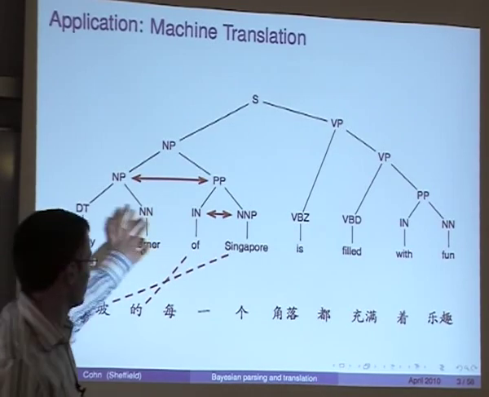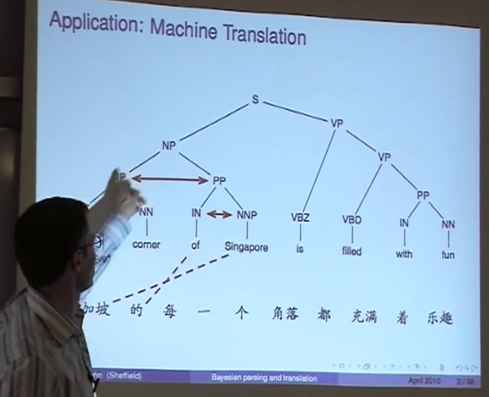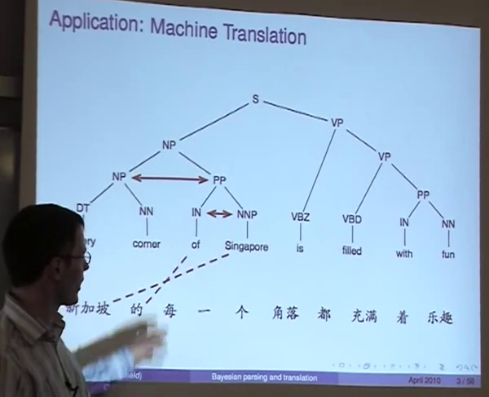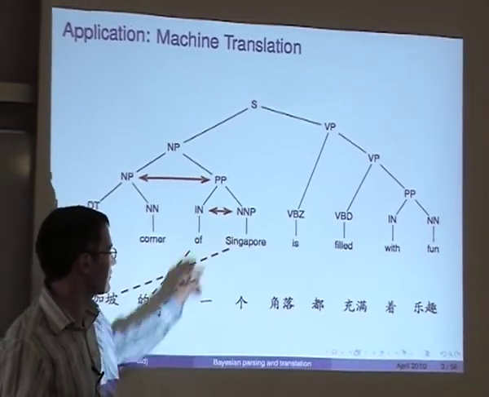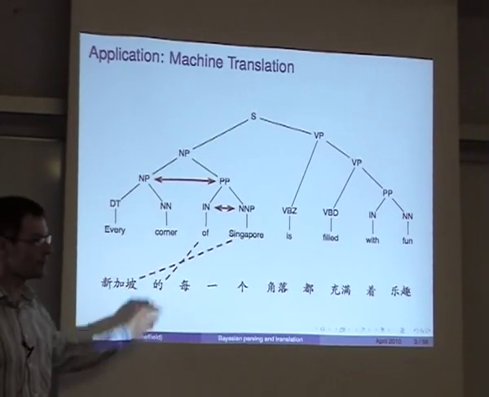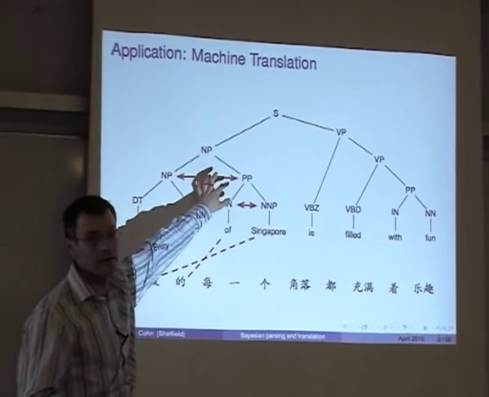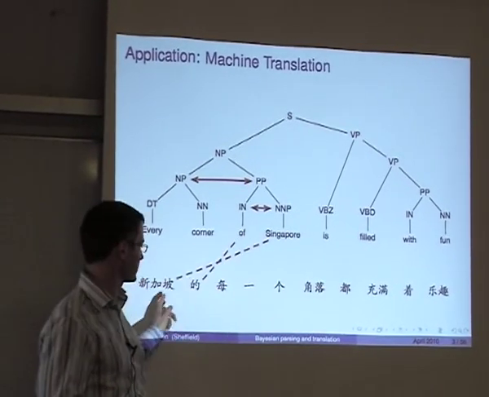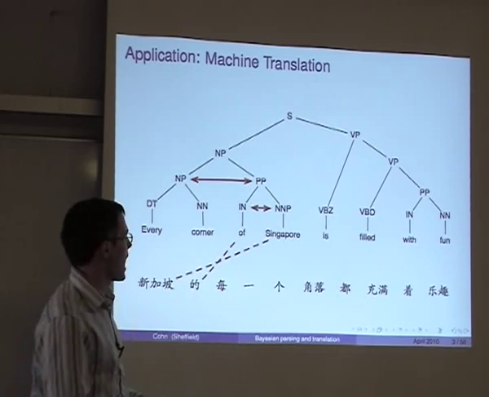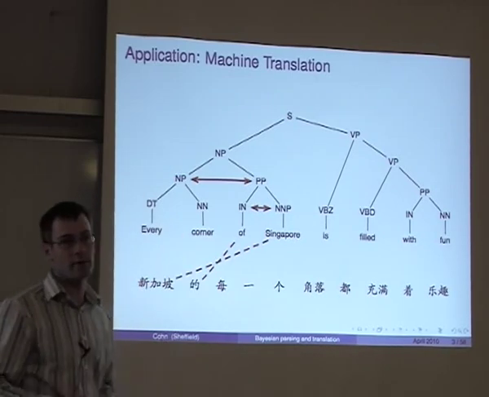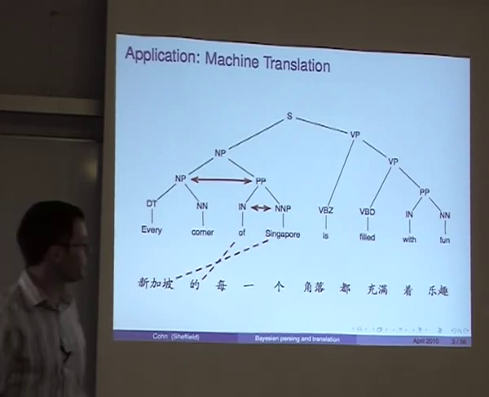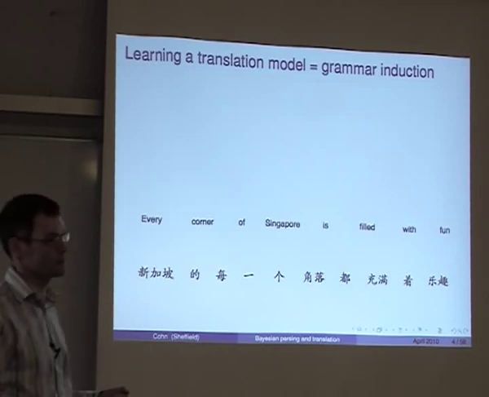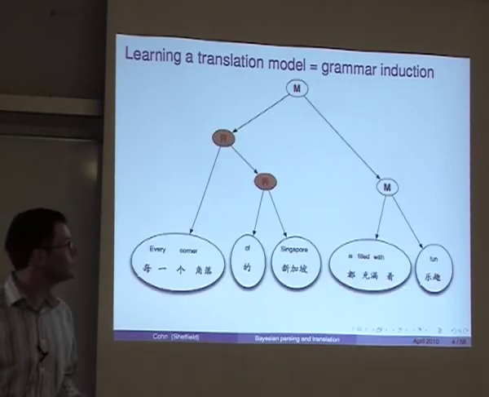So if we know that every corner of Singapore is a noun phrase with a prepositional phrase modifier, then we know that this is pretty common, that we're going to see, for instance, the preposition becoming a postposition in the Chinese. We might see a reordering within the noun phrase itself. And this can drive both our lexical selection of how to translate these units and how to actually order them to form a coherent sentence. So what we're interested in is if we can do some kind of grammar induction to learn these translation models. This is the overarching aim.